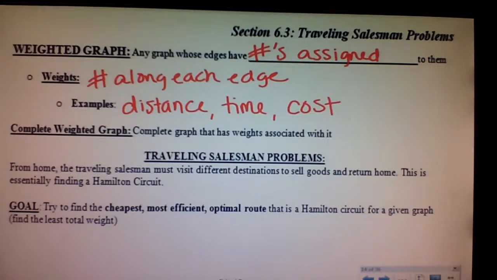Okay, so they call these the traveling salesman problems. From home, the traveling salesman must visit different destinations to sell goods and return home. This is essentially finding a Hamilton circuit. So our goal from here on out is to find the cheapest, most efficient, optimal route. So we're looking for small. Okay. So the smallest distance, the smallest time, the smallest cost.